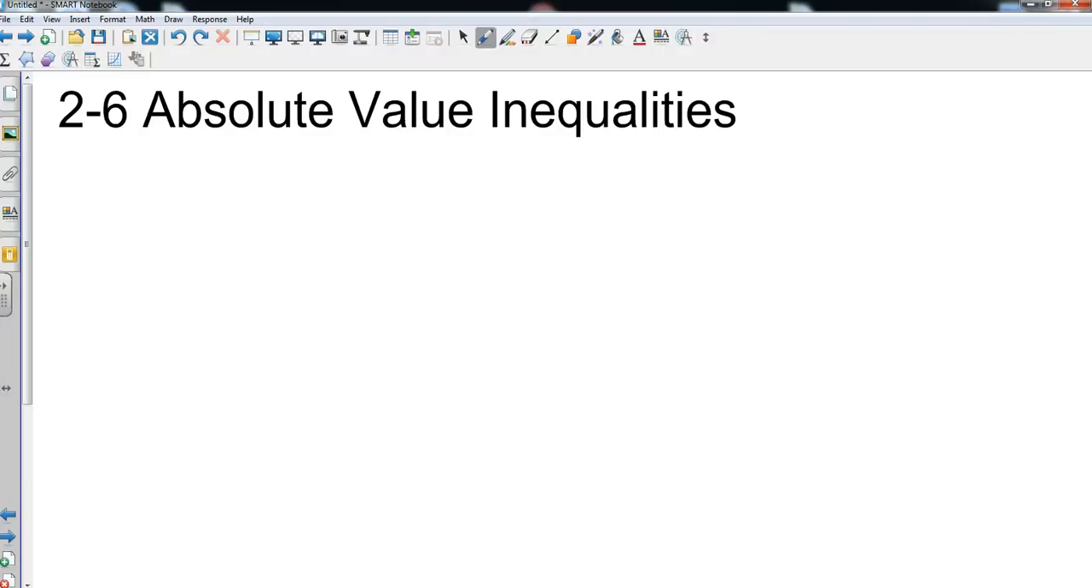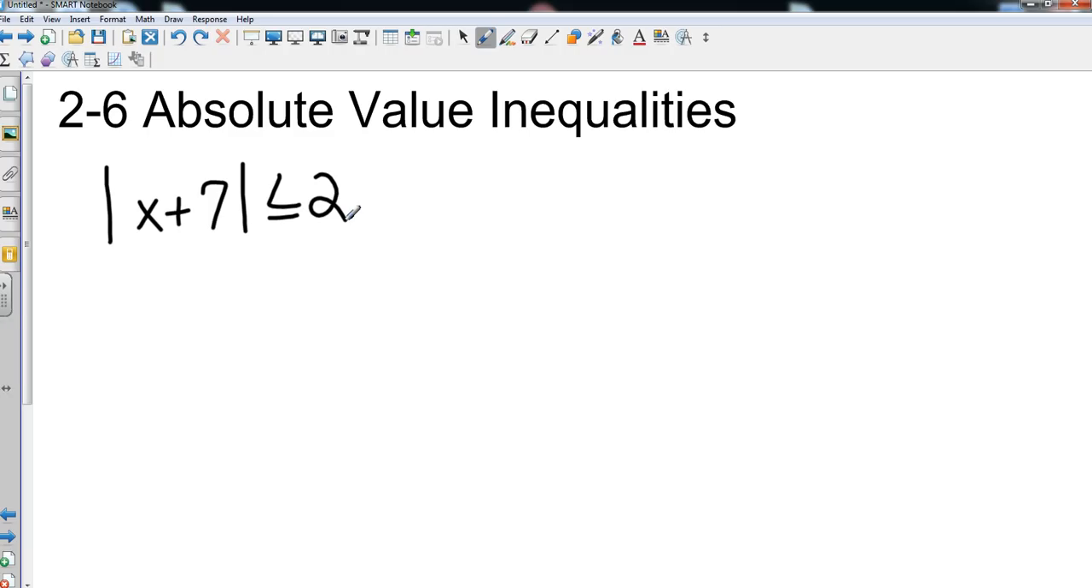Okay, Algebra 1, we are looking at Chapter 2, Section 6, Absolute Value Inequalities. And so I'm going to look at the absolute value of, let's take absolute value of x plus 7 is less than or equal to 2. Okay, if we recall back to our absolute value, there could possibly be two answers here.